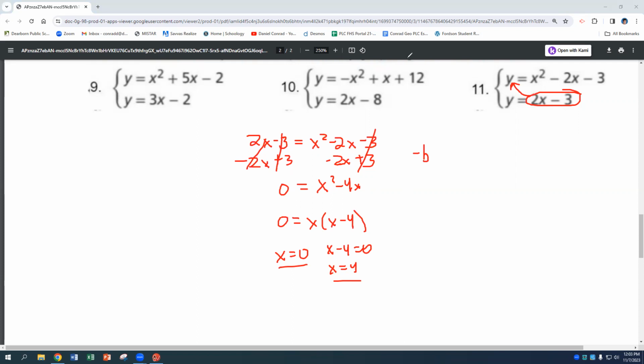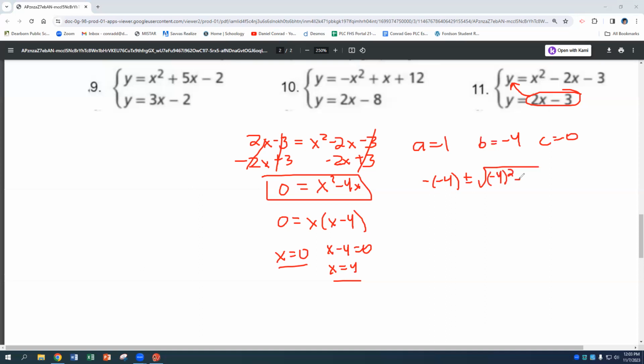Opposite of b plus or minus, so a would be 1, right? If you're looking at this, b is negative 4, and c is 0. So that's negative negative 4, plus or minus the square root of negative 4 squared minus 4 times 1 times 0. Okay, anything times 0 is going to be 0.